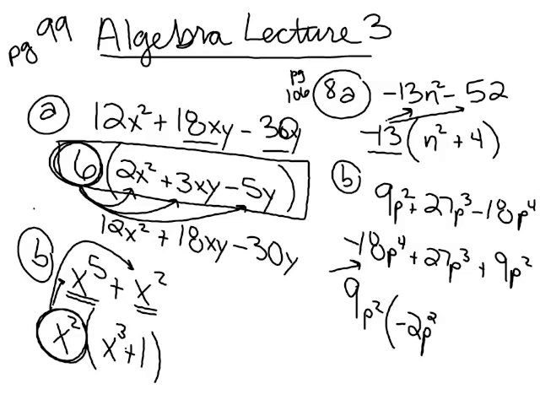Okay, how about back to the 27p cubed? What do I times 9p squared by? 3p. Plus 3p. And how about to get back to the 9p squared?